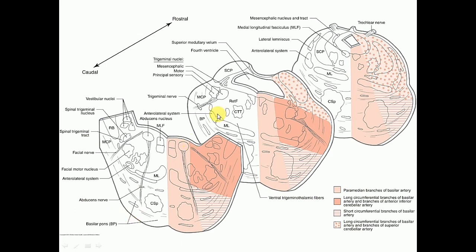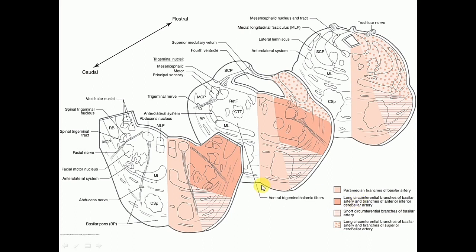So as we can see here, this is the caudal part of the pons, and as we go here, this is the rostral or upper part of the pons. So this territory, paramedian, this is supplied by the paramedian transverse pontine branches of basilar artery. Laterally we can see here, ventrolaterally, this area is supplied by short circumferential branches of basilar artery, whereas the dorsolateral aspect is supplied by long circumferential branches of basilar artery.